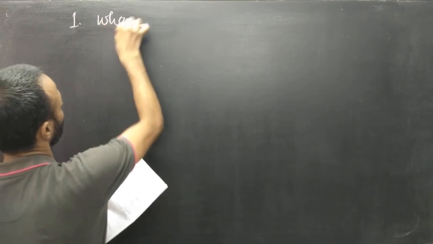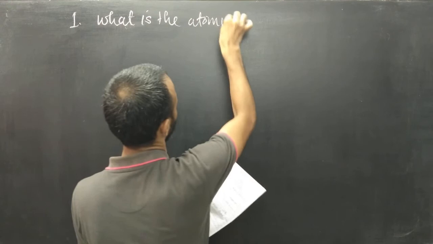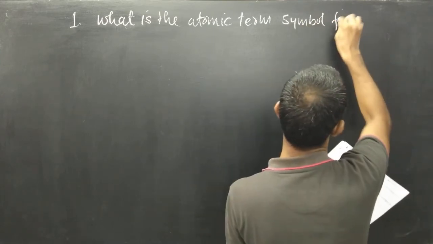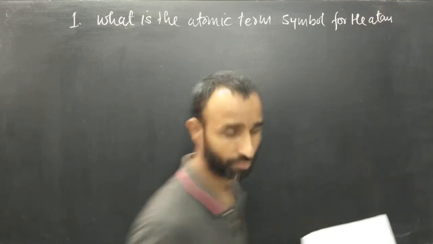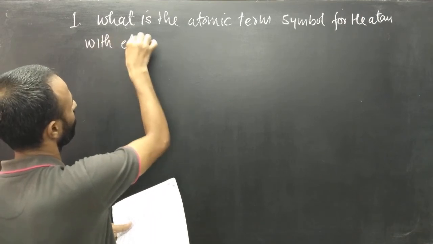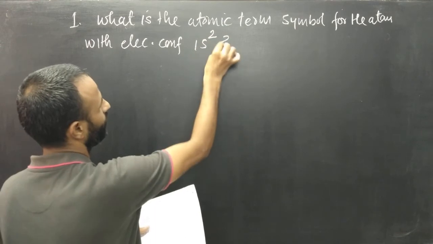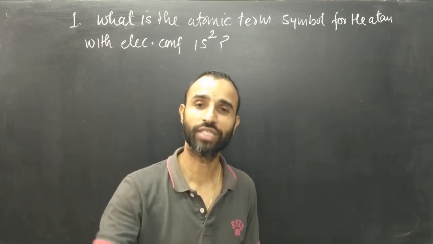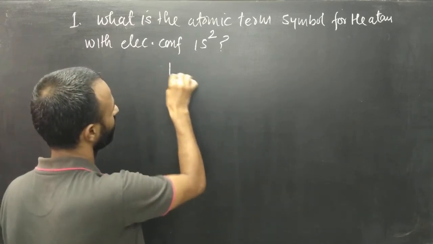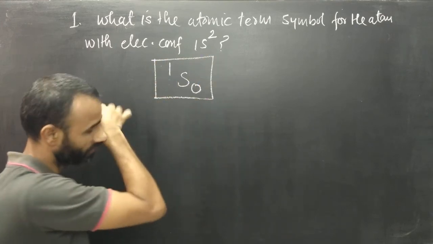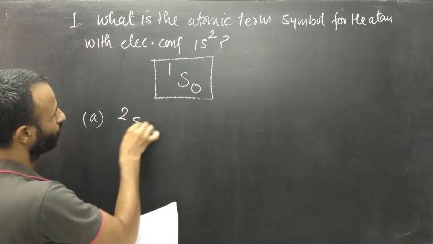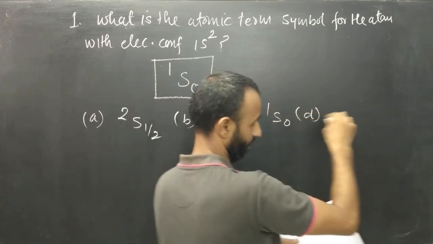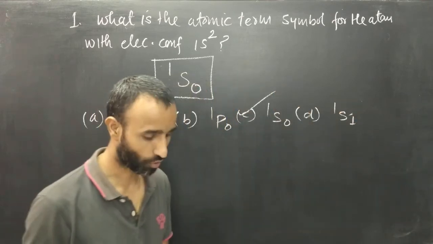First question, what is the atomic term symbol for helium atom? The electronic configuration is given to us as 1s2. So keep in mind, any atom with fully filled shells and subshells, its ground state term symbol is always 1S0. See, the options are there. First option is 2S1/2, second option is 1P0, but there is actually no need of options, because it is always 1S0 for all fully filled configurations.